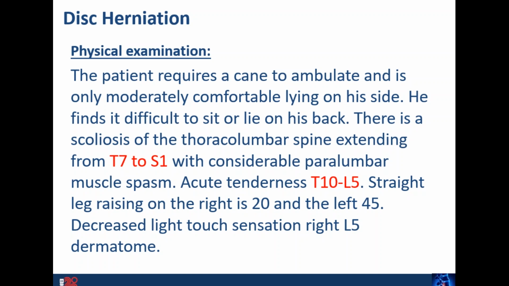He had difficulty lying on the side, although that was the most comfortable position for him. He did have some scoliosis. It looked to be due to muscle spasm right from the TL junction all the way to S1, and there was considerable paralumbar muscle spasm in that same area. Very acute tenderness, all the way again from T10 to L5. This is important because when we go to treat this patient, we're not going to just treat the lumbar spine. We're going to also have to treat the lower thoracic region because of the tenderness in that region. Again, some other findings: positive straight leg raise and decreased light touch sensation in the right L5 dermatomal region.